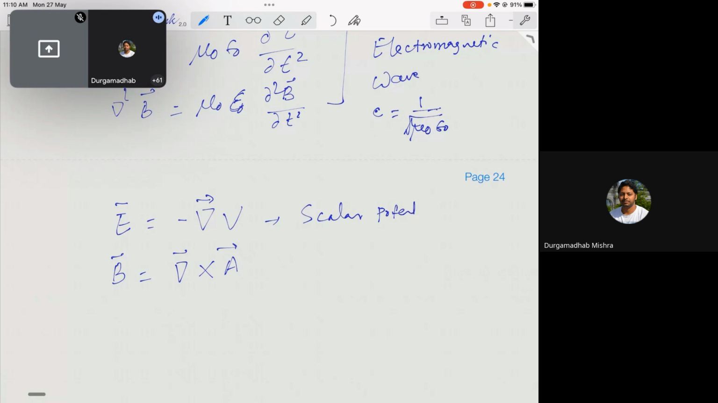So now when we talk about the electromagnetic equations, Maxwell's equations, can we also write these equations in terms of this scalar and vector potential?